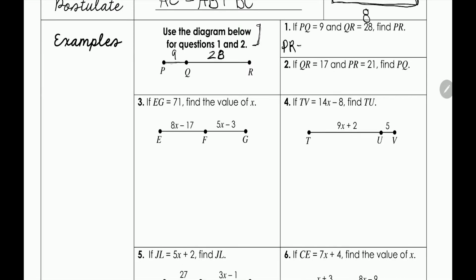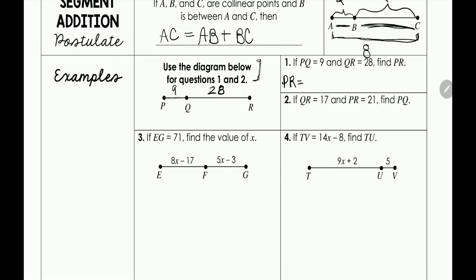We know by the segment addition postulate up here that if we have the entire length, we can split it up into the smaller lengths added together. So we can say that from P to R is going to be the same as PQ plus QR. We know that PQ, as we said here, is 9. We know that QR is 28. And then if we just add those two together, we're going to get 37. So that's going to be our answer for that one.